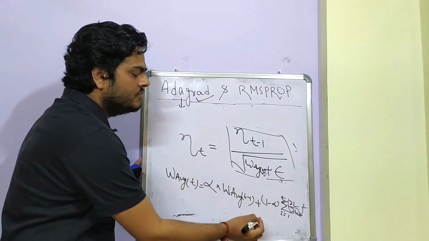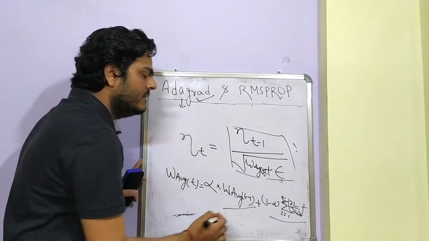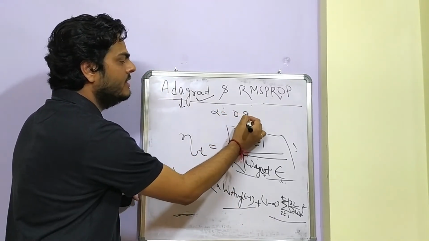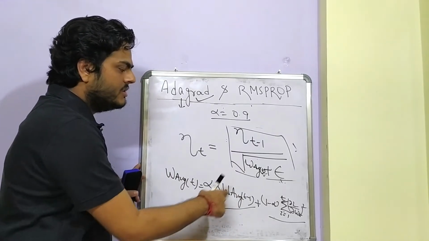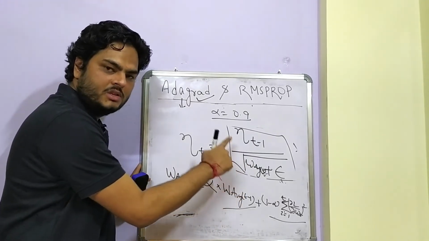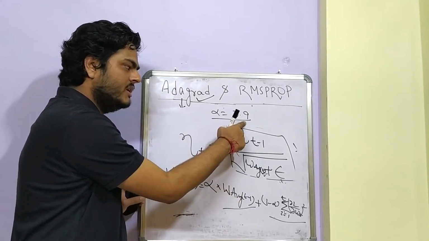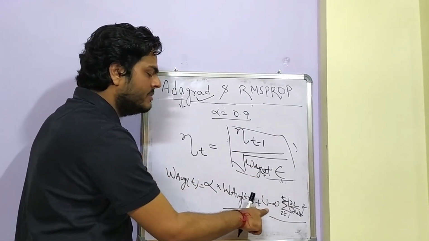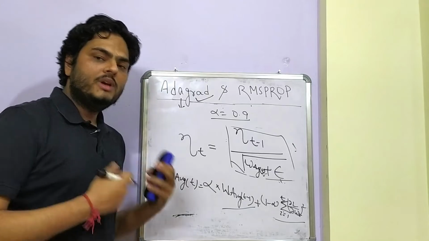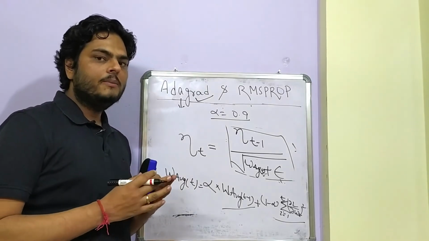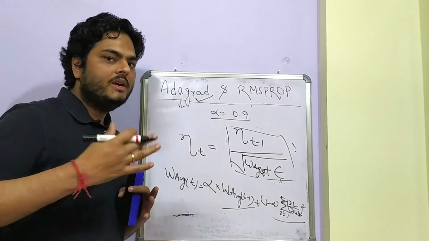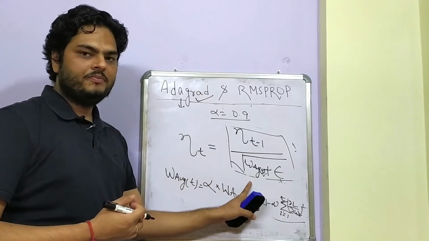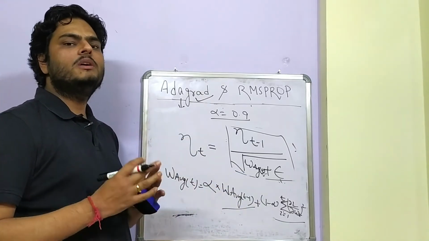So alpha is relatively towards 1. If you take between 0 and 1, let's say alpha is equal to 0.9, then the previous moving average will be multiplied by 0.9, and the term which was here before will be multiplied by 0.1, which means we are giving less weightage to the previous derivatives and more weightage to the recent moving average. And this is how RMSProp works internally.